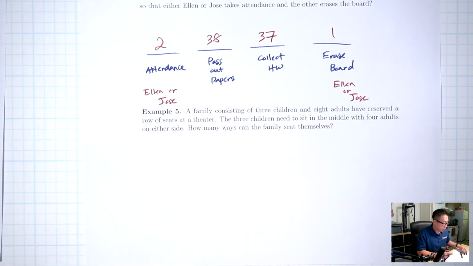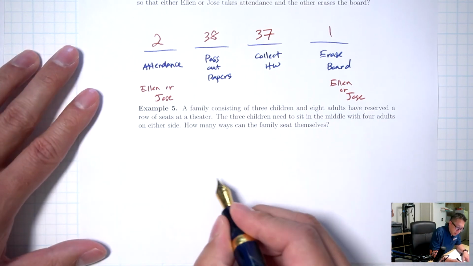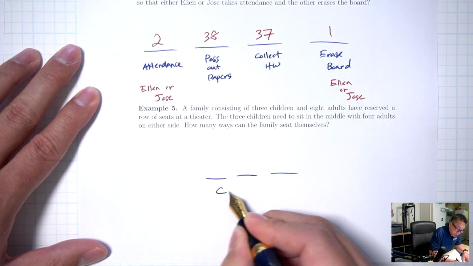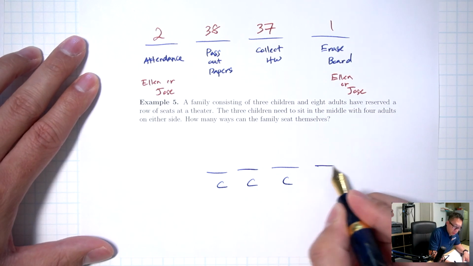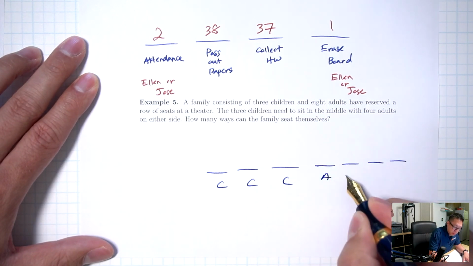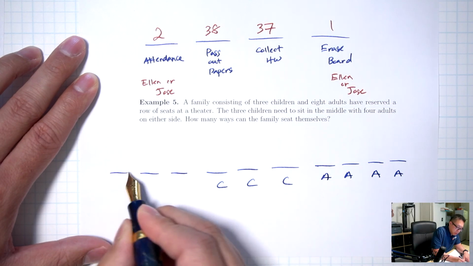Example 5. A family consisting of 3 children and 8 adults have reserved a row of seats at a theater. The 3 children need to sit in the middle with 4 adults on either side. How many ways can the family seat themselves? How many blanks do I need? I have the 3 children in the middle. 1, 2, 3. These are children, children, children. And then I need 4 adults on either side. So 1, 2, 3, 4 adults. And then 1, 2, 3, 4.